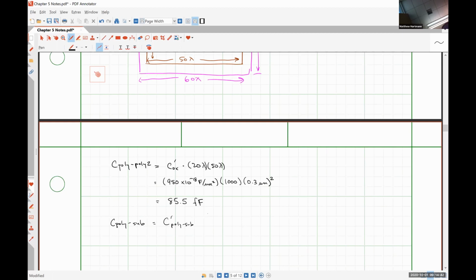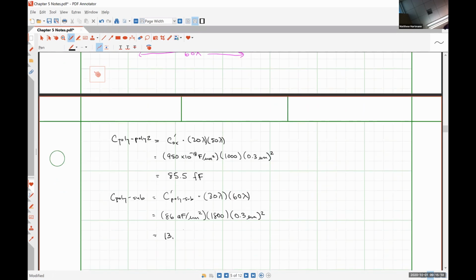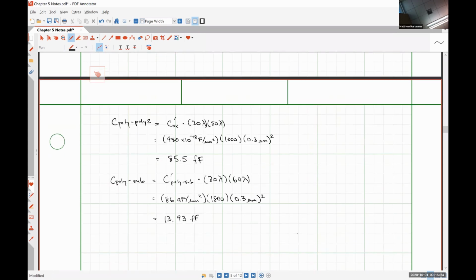So we need our capacitance per unit area times our dimensions, which in this case is 30 lambda times 60 lambda. So that's going to give us 86 attofarads per micron squared times 1800, which is 30 times 60, times 0.3 microns squared, and this gives me 13.93 femtofarads.